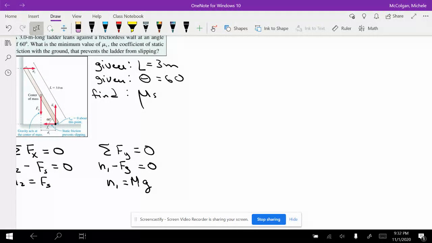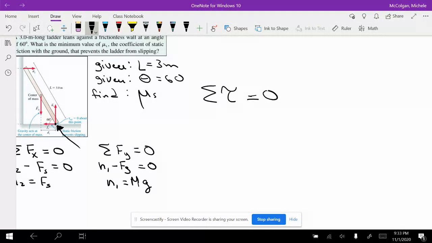Now let's do the sum of the torques. We don't want the ladder to rotate at all, so we want that to equal 0. We want to balance the torques just like we balance the forces. So we need to think about where we want our pivot point to be. Usually you pick a pivot point when you don't know one of the forces. We don't know N2, we don't know N1, and we also don't know the force of static friction. So I'm going to pick this as our pivot point, because then we don't have to know that information. Let's give that a try.